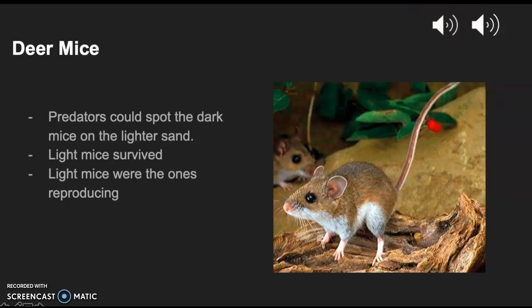In this slide, we will be discussing the deer mouse. If you look at the picture that is displayed, this mouse is a light-colored sandpaper color. This allows this mouse to blend in with the light terrain. Originally, the mouse was a dark-colored mouse, which did not allow it to blend in with the terrain. The light-colored mouse is not spotted by predators, so it can survive and reproduce.